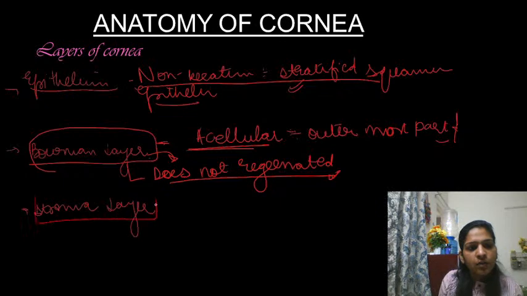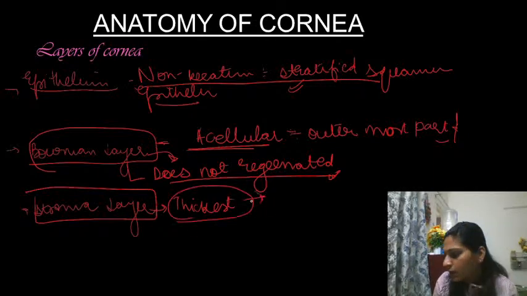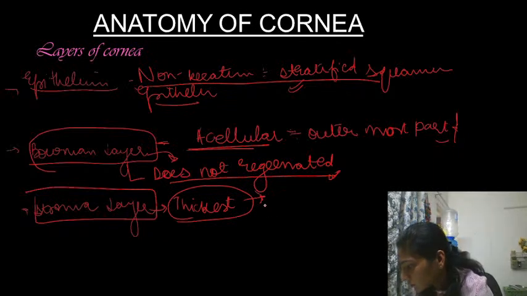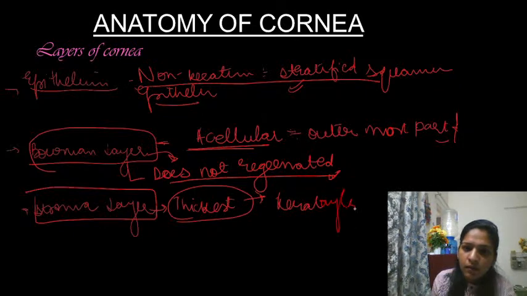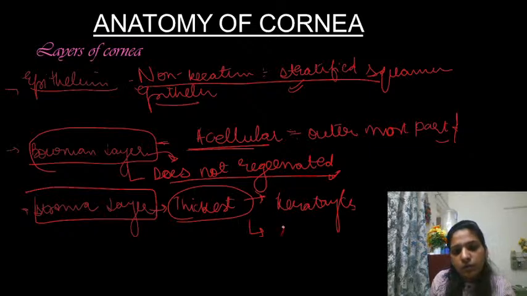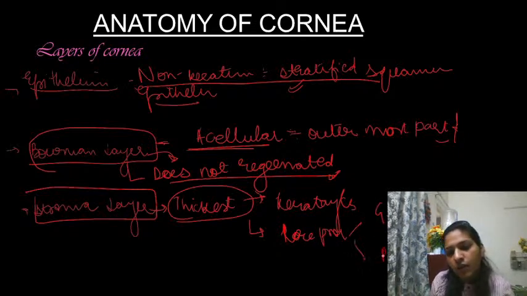Now stromal layer. This is the thickest layer of the cornea. It has keratocytes and core proteins, which are GAGs and proteoglycans.